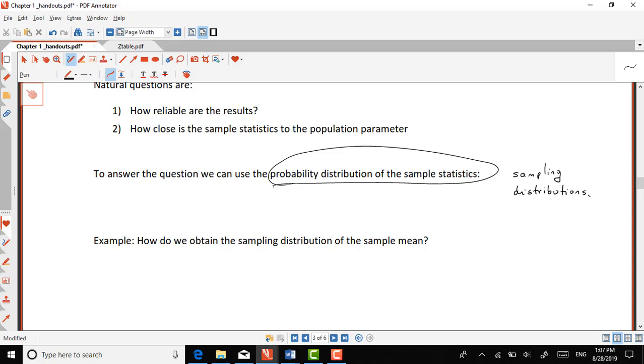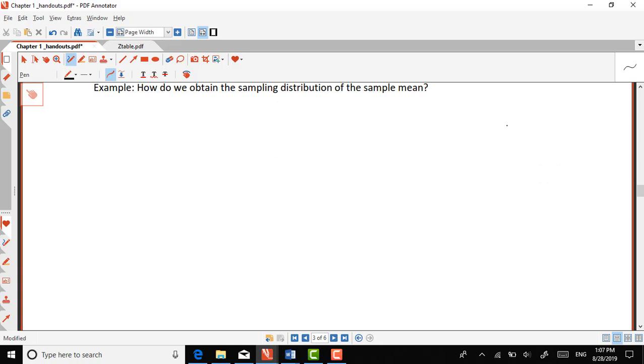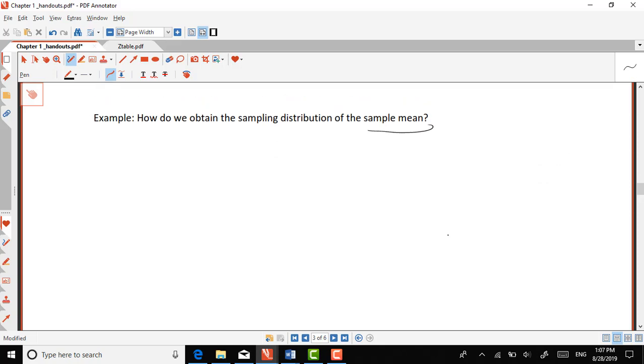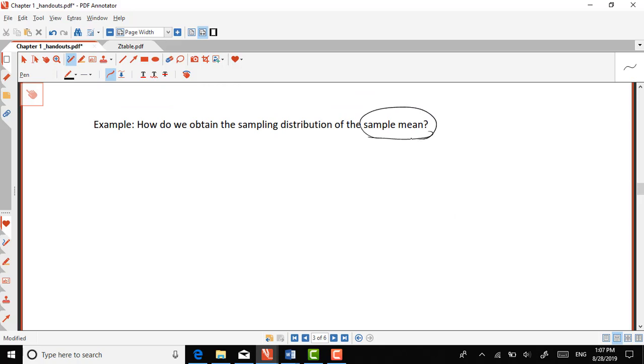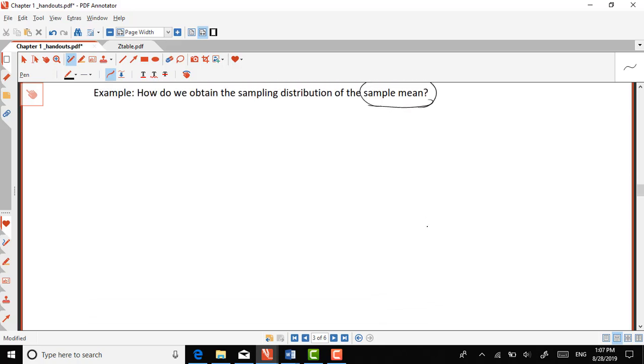I know this is a higher level concept, so I'm going to go slowly so that you understand what's going on with the sampling distribution. Let's look at this example, and you will see how that works. How do we obtain the sampling distribution of the sample mean? To start with, the sample mean is our statistic of interest.